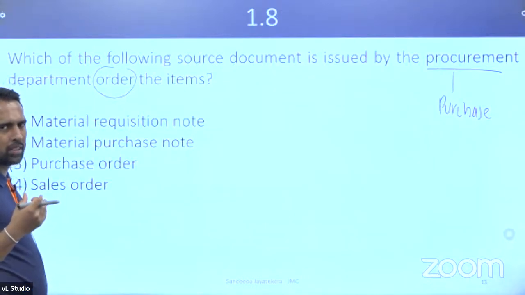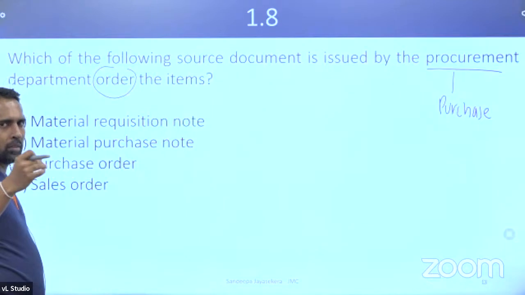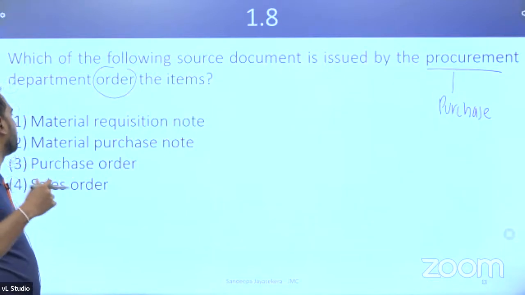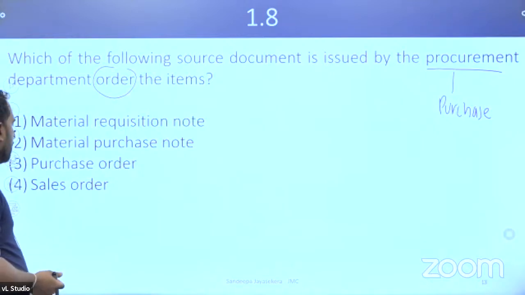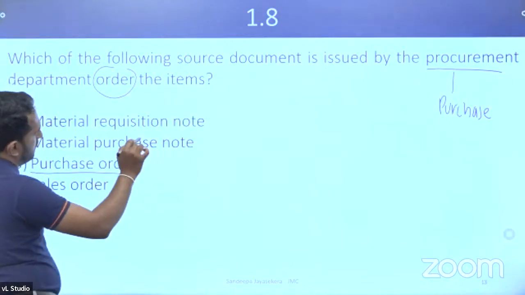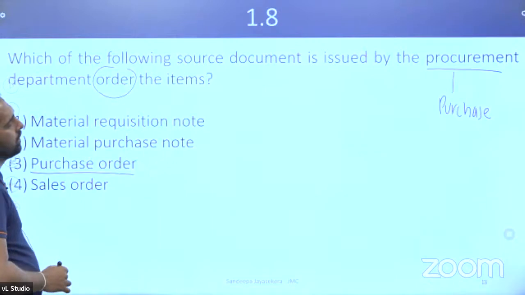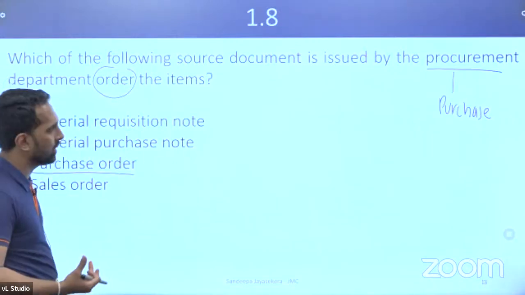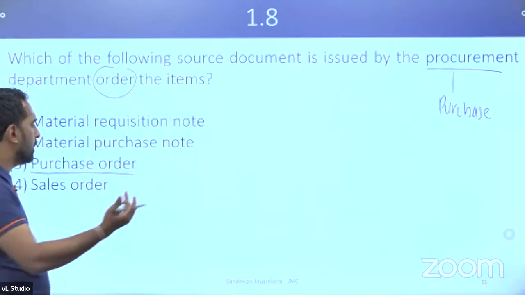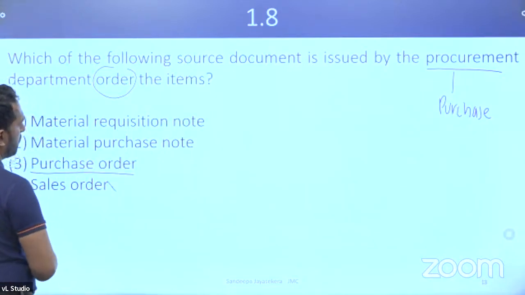Material requisition note is issued by whichever department is asking for the materials. Material purchase note, there's nothing called a material purchase note. Purchase order, yes. So the procurement department, the department responsible for purchasing, uses a purchase order to order the items, not the sales order.